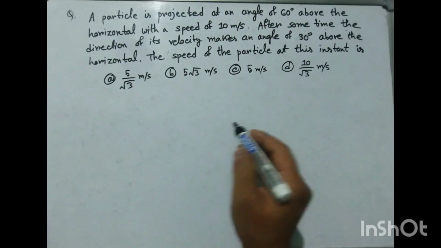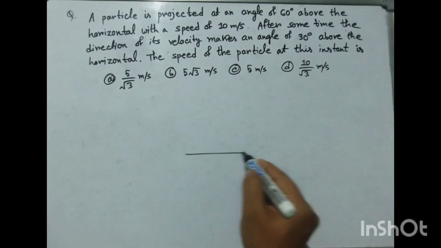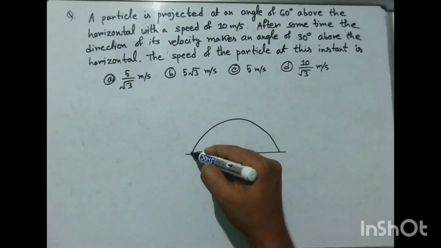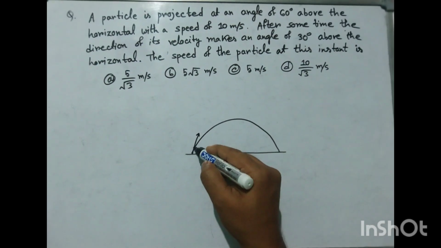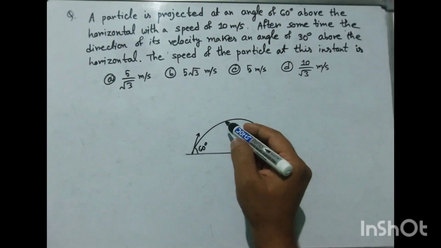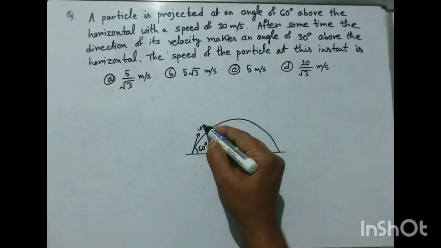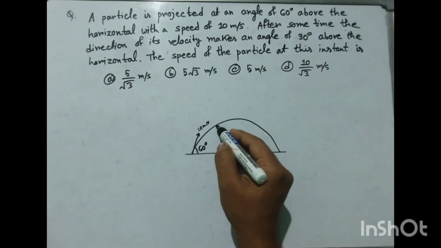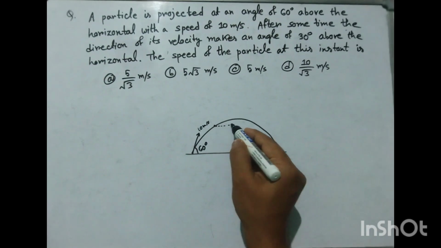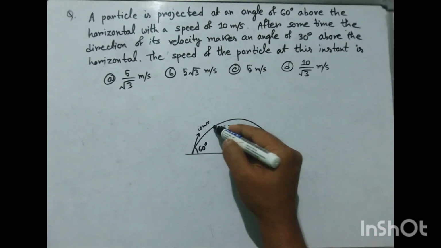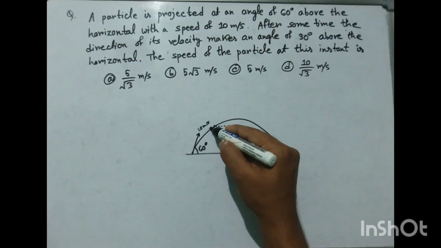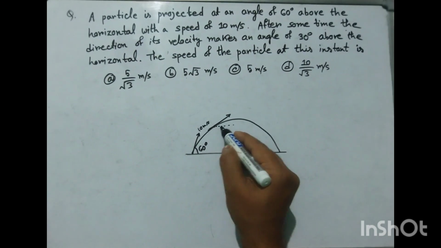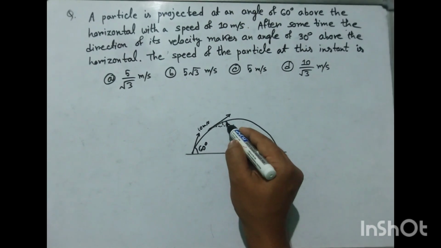Okay, this question is saying a particle is projected at an angle 60 degree above horizontal with a speed of 10 meter per second. After some time, the direction of its velocity makes an angle. Suppose at this point it makes an angle. So at any point, how do you find the angle? You have to draw the tangent at this point. So at this point the angle is 30 degree.